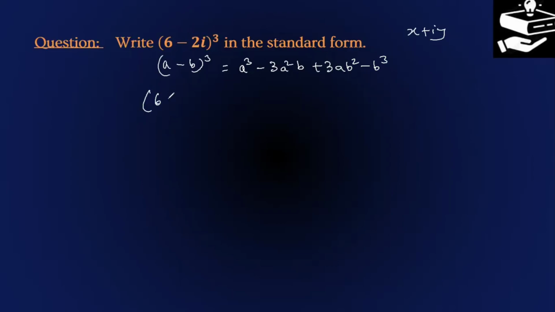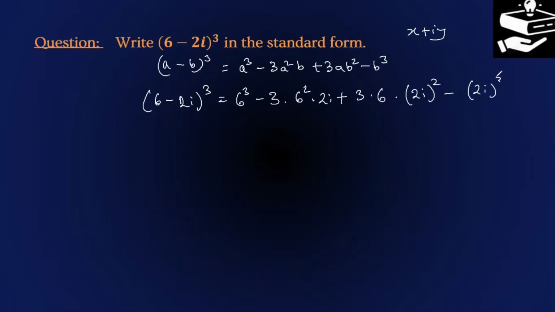So (6-2i)³. If I put the values, a is 6, so 6³ minus 3 times a², which is 6², multiplied by b, which is 2i, plus 3 times a, again 6, and b² will become (2i)², minus b³, that is (2i)³. Clear?